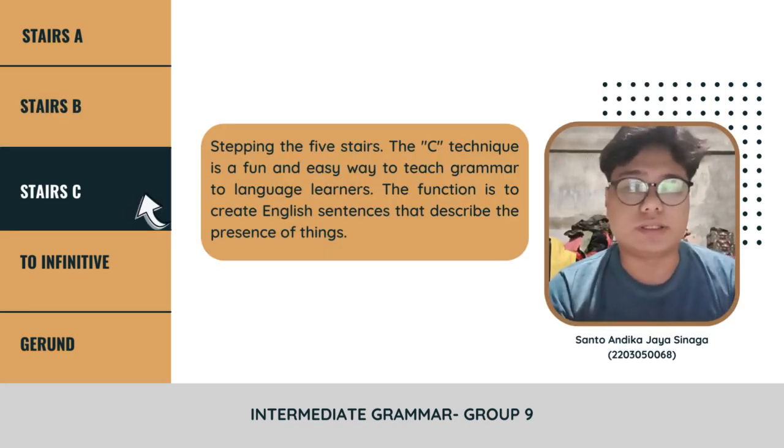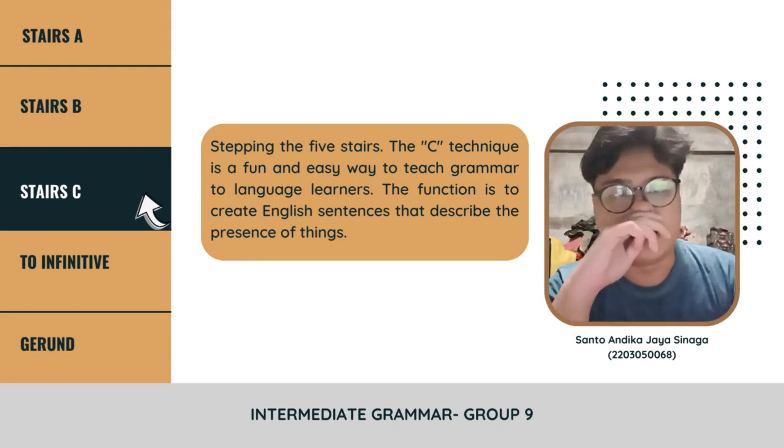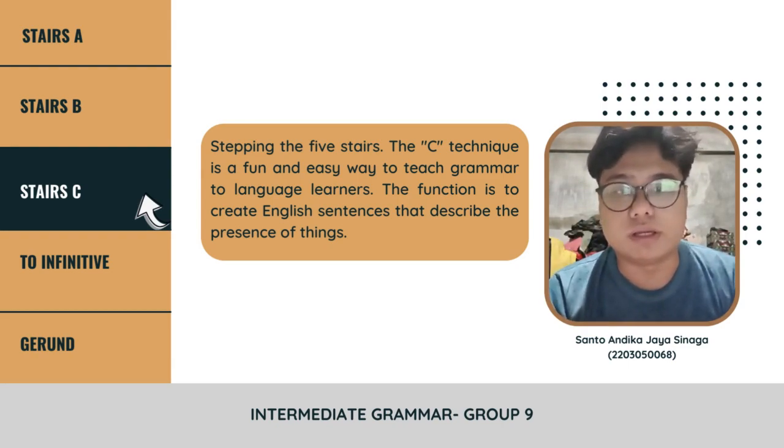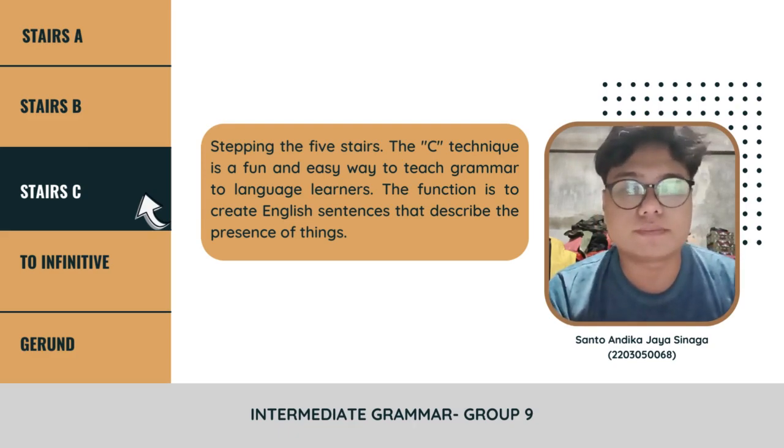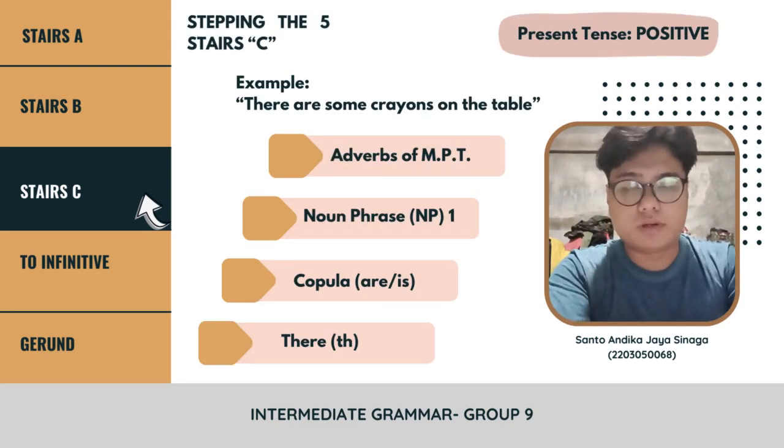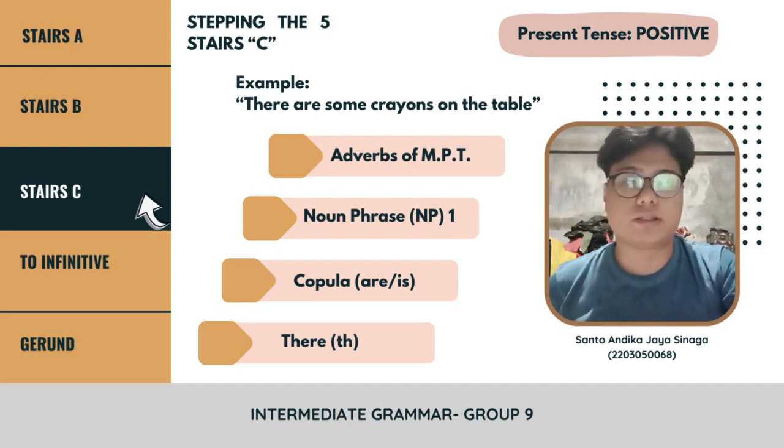Stepping the 5-Star C is a fun and easy way to teach grammar to language learners. The function is to create English sentences that describe the presence of things. Okay, I'm going to explain the positive sentence in present tense.